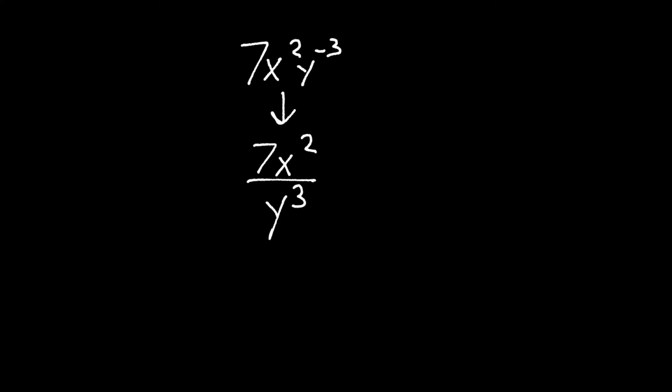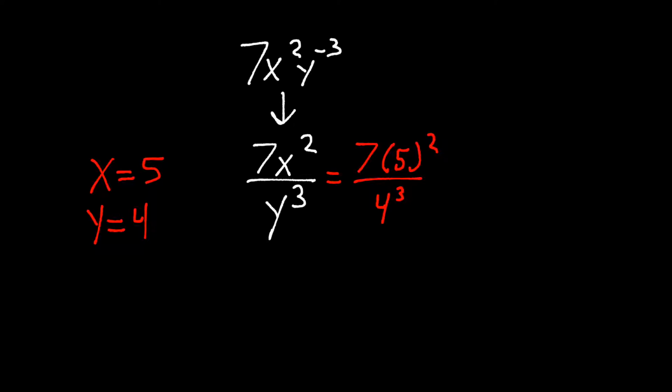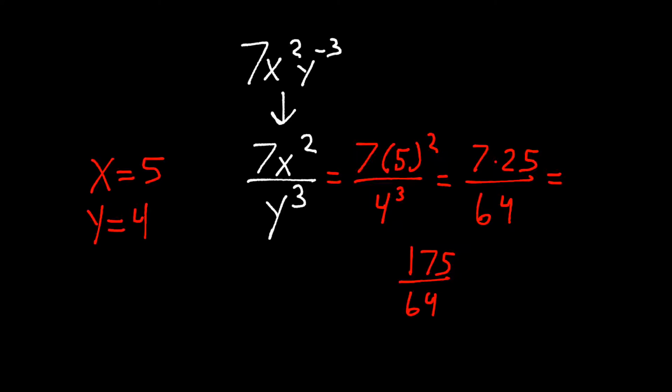That's a good thing. And if x equals 5 and y equals 4, well, we can then say we have 7 times 5 squared all over 4 cubed equals 7 times 25 all over 64. And that's going to give us 175 all over 64, and I don't think there's anything we can divide those by. Not positive on that, but I'm fairly certain that we have to leave it like that.